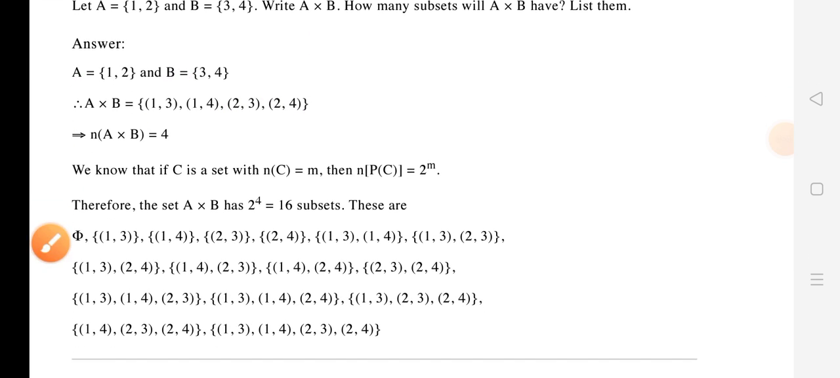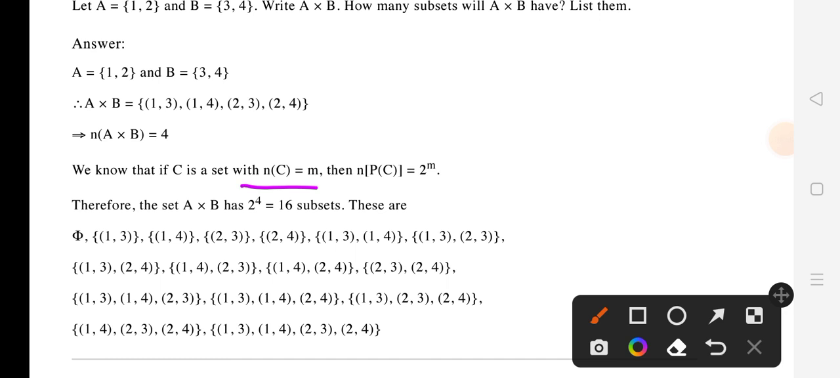We know that if C is a set with number of elements in C being m, the number of elements in the power set of C is 2 to the power m. Therefore, the set A cross B has 2 to the power 4, that is 16 subsets.